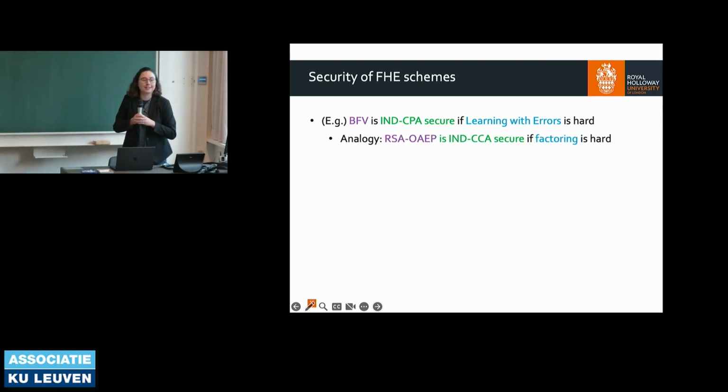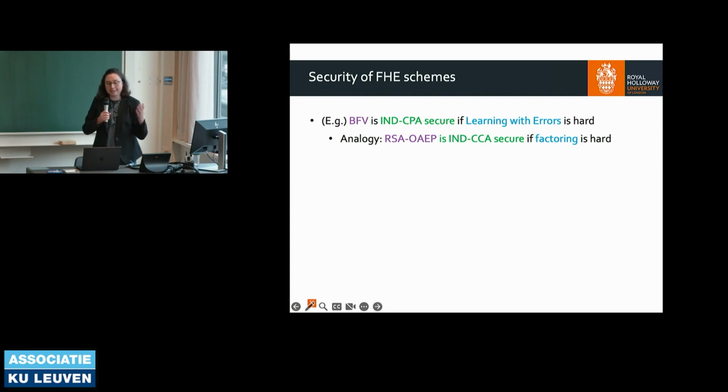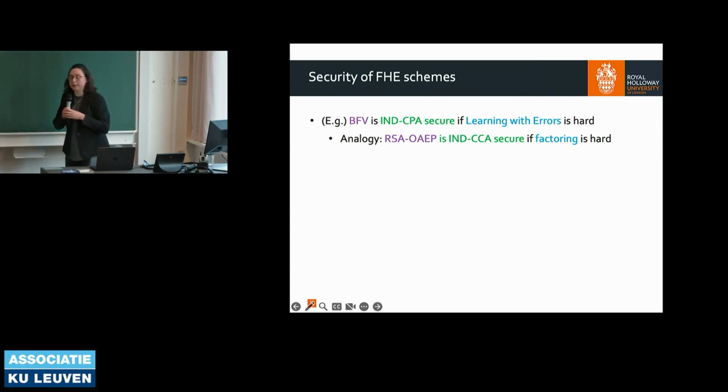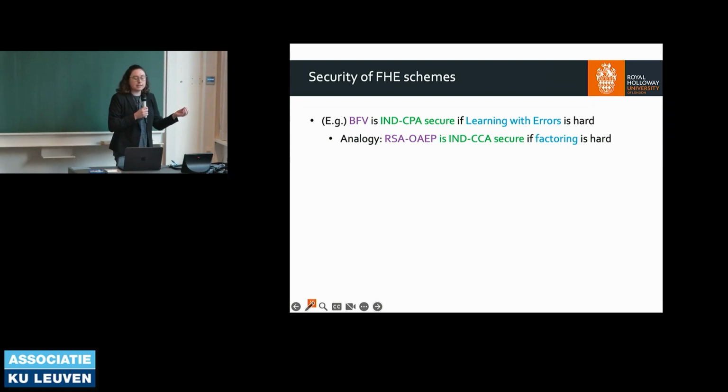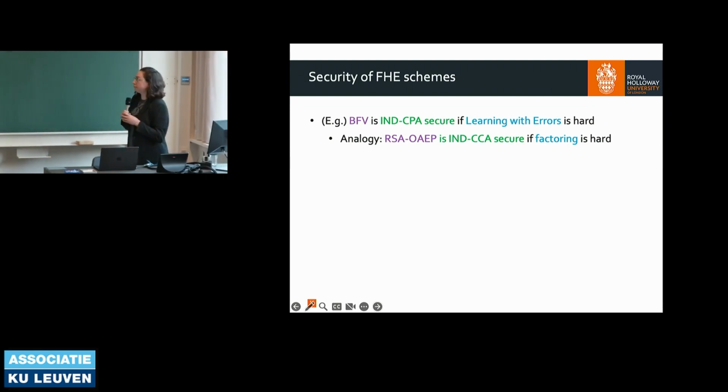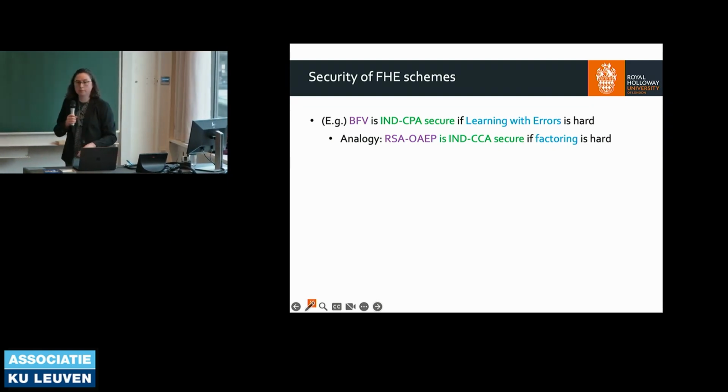If not, let me give an analogy. A different scheme, RSA-OAEP, completely different, just regular RSA encryption with good padding, is IND-CCA secure if factoring is hard. Yeah, so hopefully that's clear.